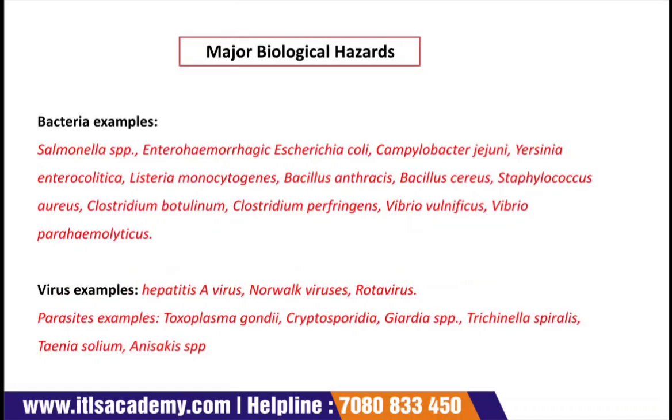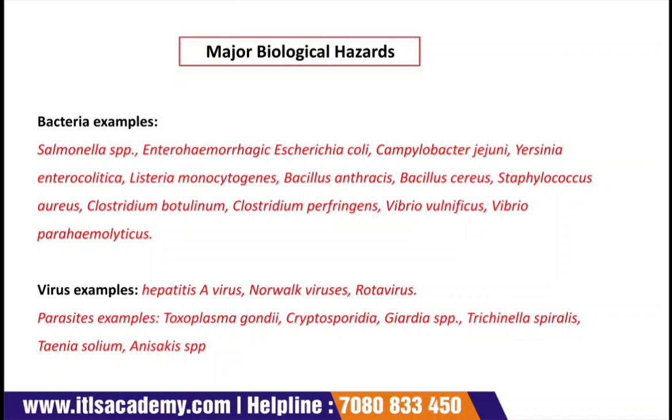Now next are the major biological hazards. So what are the major biological hazards? Coming to the first, that is bacteria. Some examples of bacteria are given here, like Salmonella species. You can refer to the next lecture also, where I will be explaining all these pathogenic or foodborne pathogens in detail: how they grow in the food, what the causes are, and how you can prevent them.